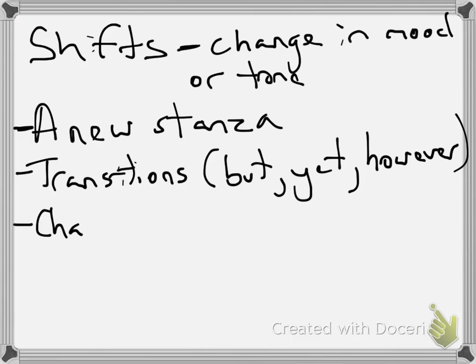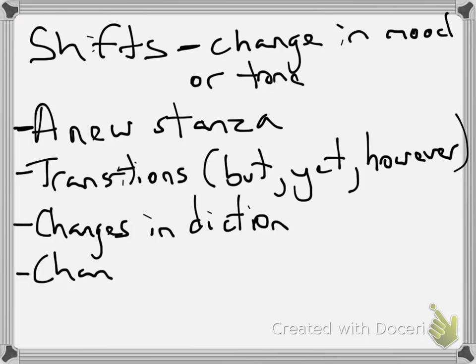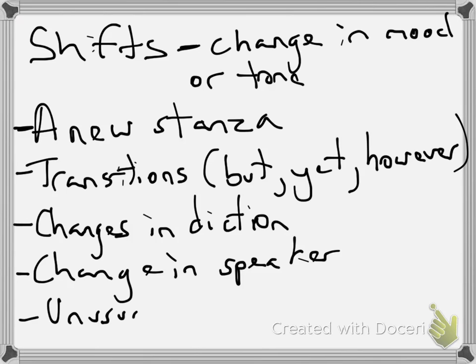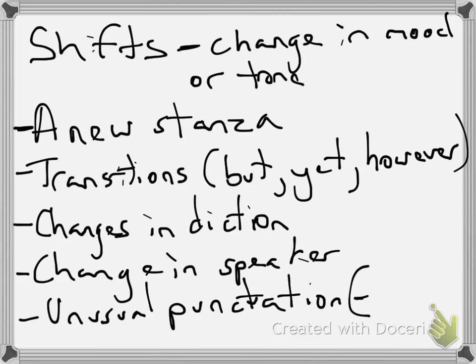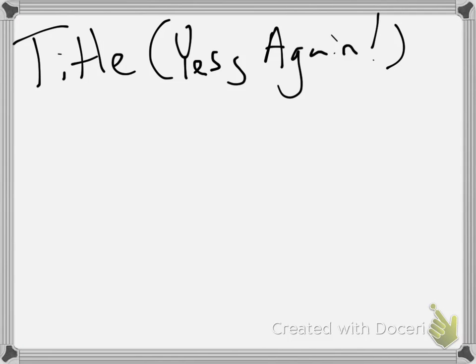Changes in diction, which you may not catch, but that's okay. That just means word choice. The change in a speaker, if he goes from nice to all of a sudden angry. Or unusual punctuation, such as dashes. Ooh, not spelling that, so think of dashes. Those will help you find them. Often the first section of a poem prepares the reader for the theme, and after a shift, the true theme is revealed.